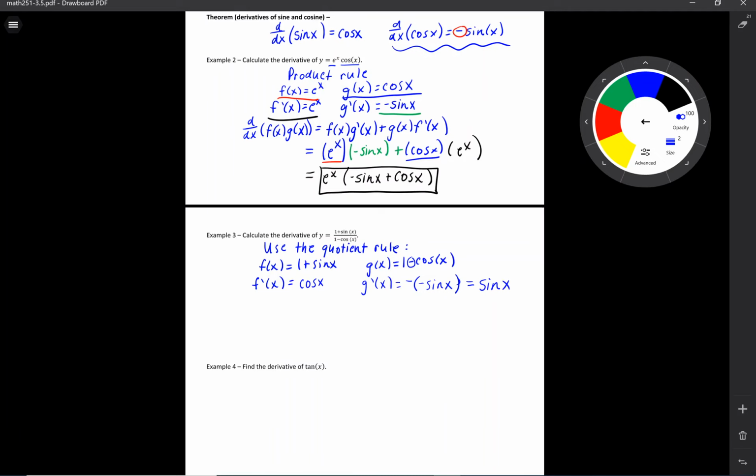So then, according to the quotient rule, the derivative of f of x divided by g of x is equal to f prime times g minus g prime times f over g squared. And now we can fill in our pieces. F prime is equal to cosine x.